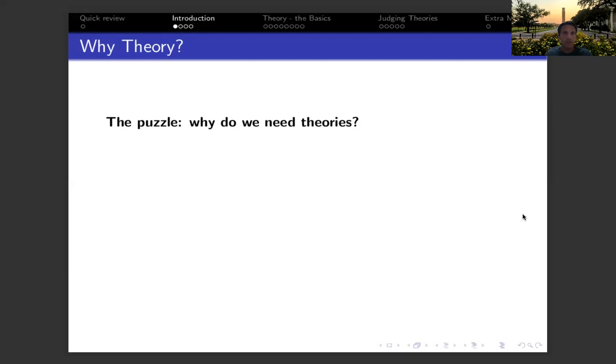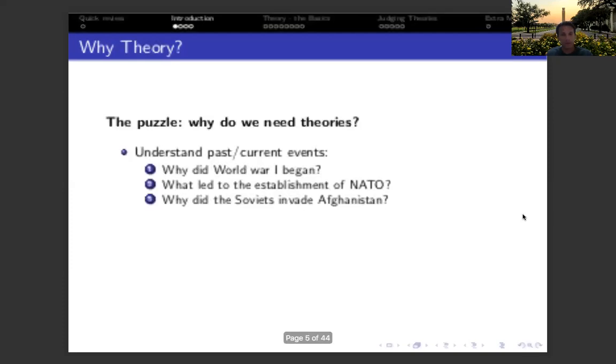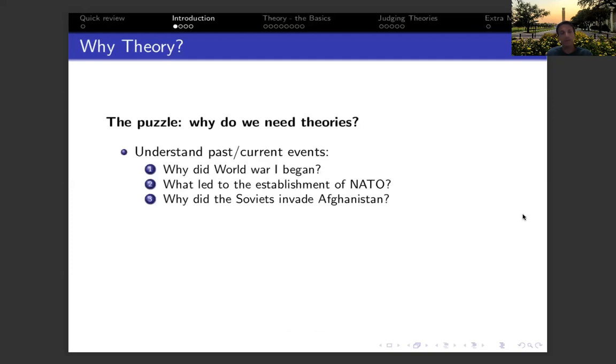So the first question that comes to mind is, why do we even need theories? Now, if we want to explain or to understand different events that happened in the past or that are happening now, we may think about ways to understand those events. For example, let's think about some questions that relate directly to our issues in this class. For example, why did the First World War happen or begin?